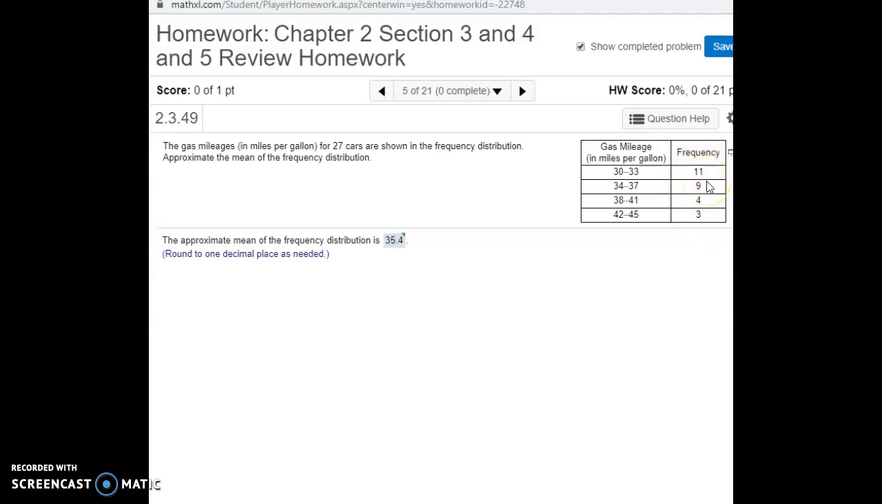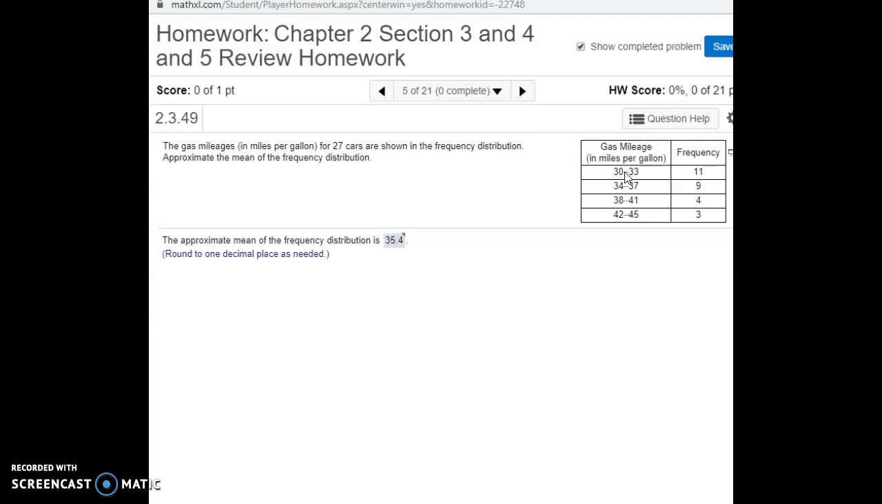But we can't actually add up the data values with the frequency distribution because we do not know what the data values are. All we know is how many of them fall within a certain range. So because we can't add up the actual data values, we have to just estimate what they would be. And so we know that, for example, there's 11 in this first class, and we're going to use the midpoint as the estimate for all 11 of those.